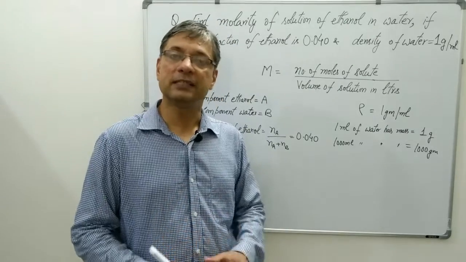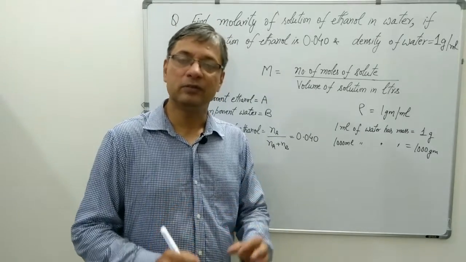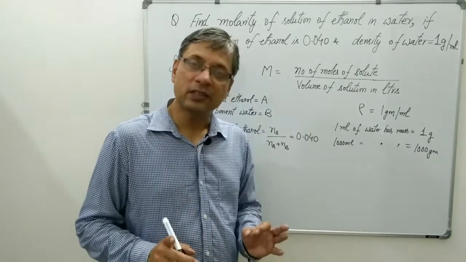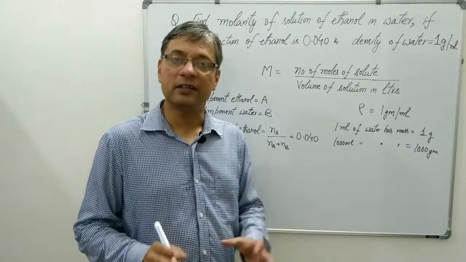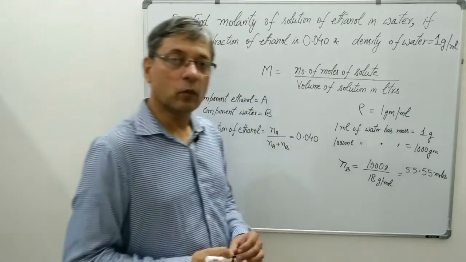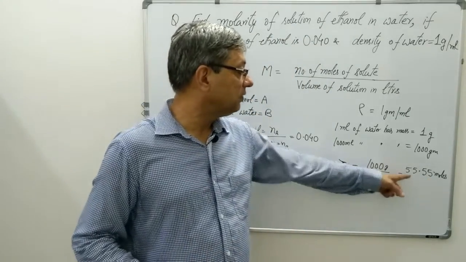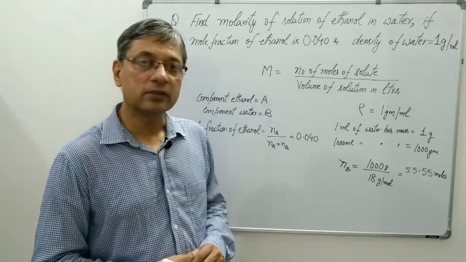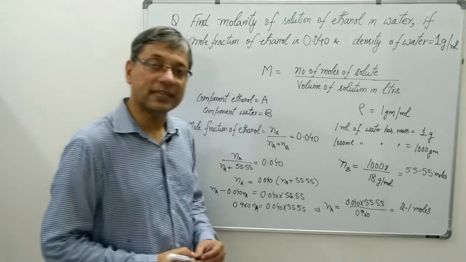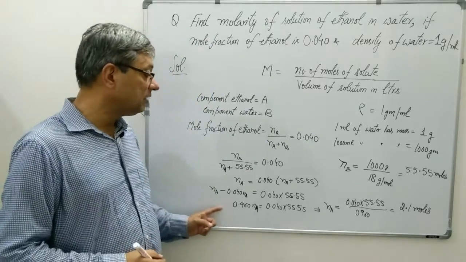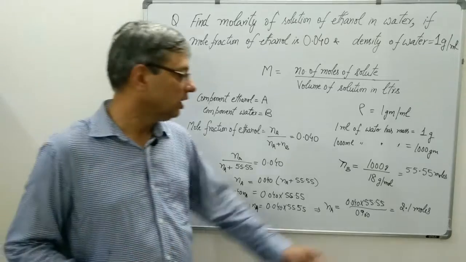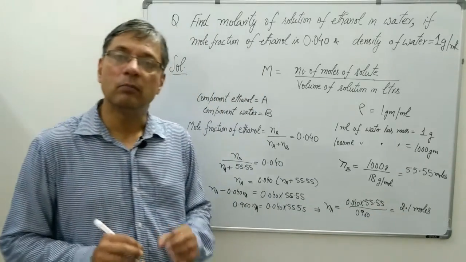Number of moles formula is mass of the compound upon its molar mass. Given mass is 1000 grams and molar mass of water is 18 grams per mole. Number of moles of water, that is NB, will come out to be 55.55 moles. I'll put this in this formula. Solving this equation numerically, we will be able to calculate number of moles of A, that is the number of moles of ethanol, is equal to 2.1 moles.